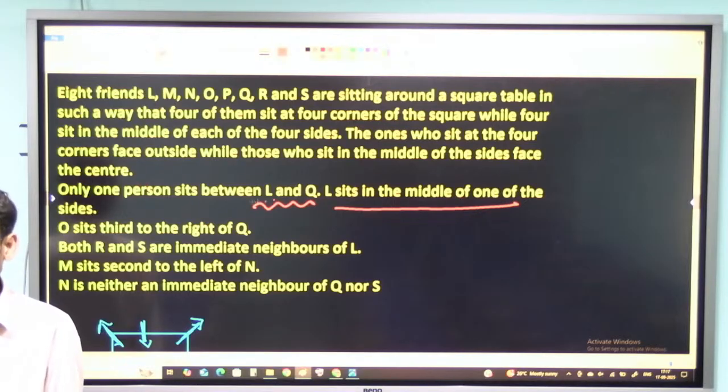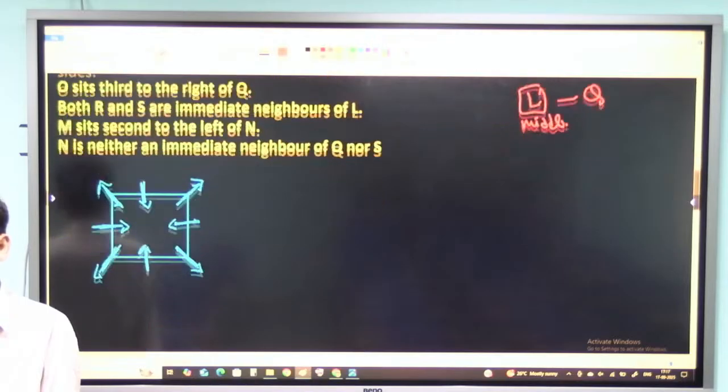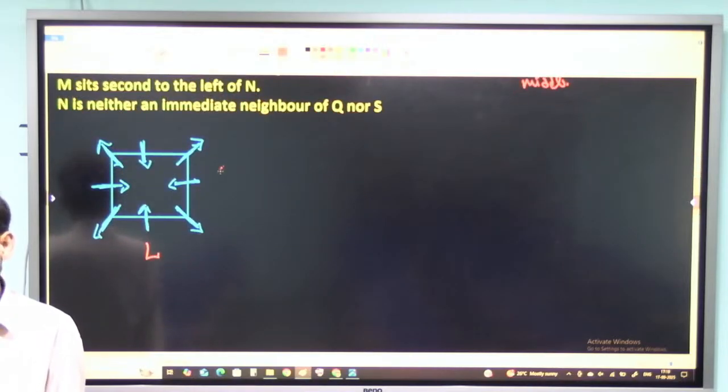So only one person is sitting between L and Q, meaning L, there is one person, then comes Q, and Q is sitting in the middle. This is the information given to me. Now I can fix this. This is L and this is Q.